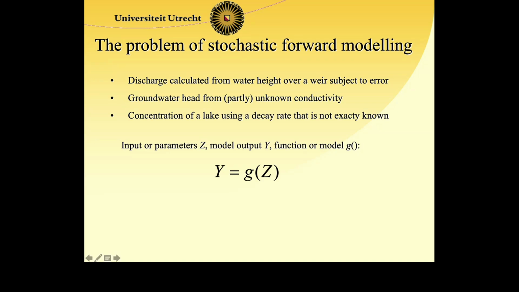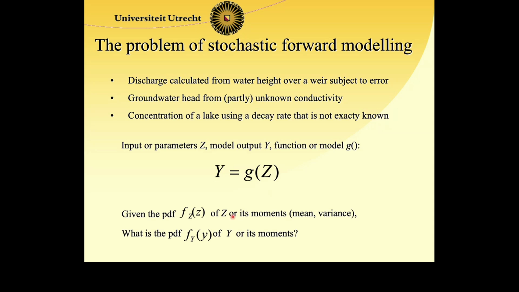And if you put it more generic, let's get the laser pointer out. You have some random function or variable y, which is a function of some random variable or random function as input. Given, for instance, the probability distribution of z, or its moments, it may well be that we only know the mean and the variance of z, for instance. What is the probability distribution of y, or the mean and the variance of y?